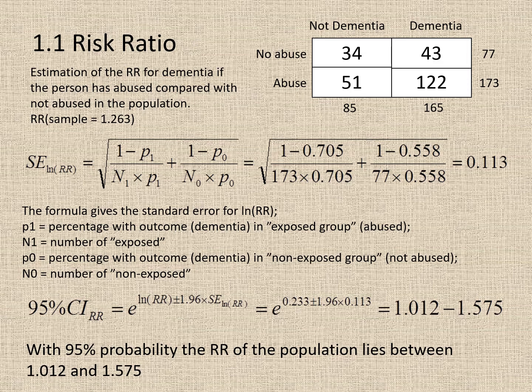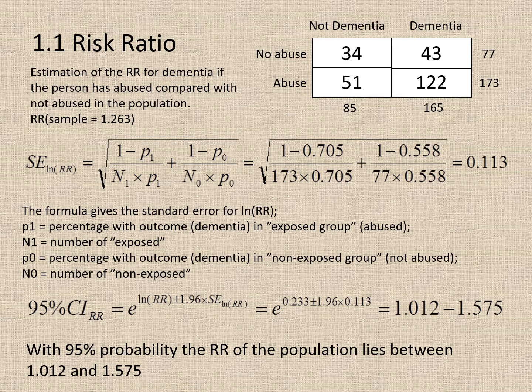What do you think is the null hypothesis? There is no difference between those who abuse or not abuse. Exactly. There is no difference in risk between the two groups. There's no difference in risk for outcome between the two groups in the population. What would that mean when it comes to the risk ratio? That means that the risk ratio in the population is 1. The risk is equally high in both groups. So the risk ratio is 1.